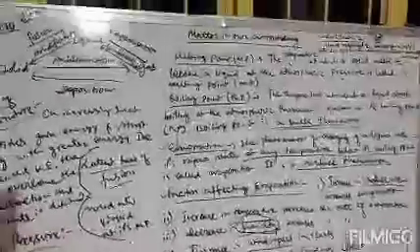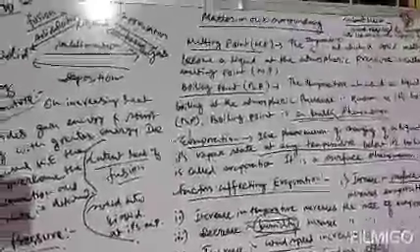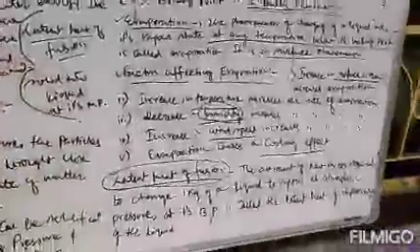Listen carefully. Latent heat is the heat required to convert solid into liquid or liquid into vapor without changing temperature. The temperature should not change. The temperature will remain constant. But the amount of heat will convert a solid into liquid or liquid into vapor without changing its temperature. That heat will be known as latent heat. Clear? For example, different liquids or different solids have different amounts of latent heat. Clear? Now, what is latent heat of fusion?